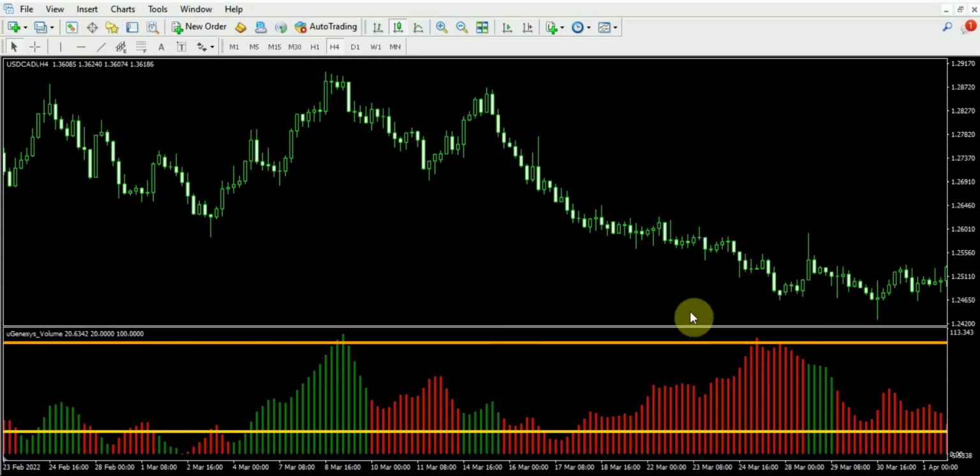So as you can see again, this is a very great indicator for letting you know when there's enough volume in the market so you can get the most profits from your trades, alright? So we really do hope that you can get a lot of profits by using this particular indicator here.